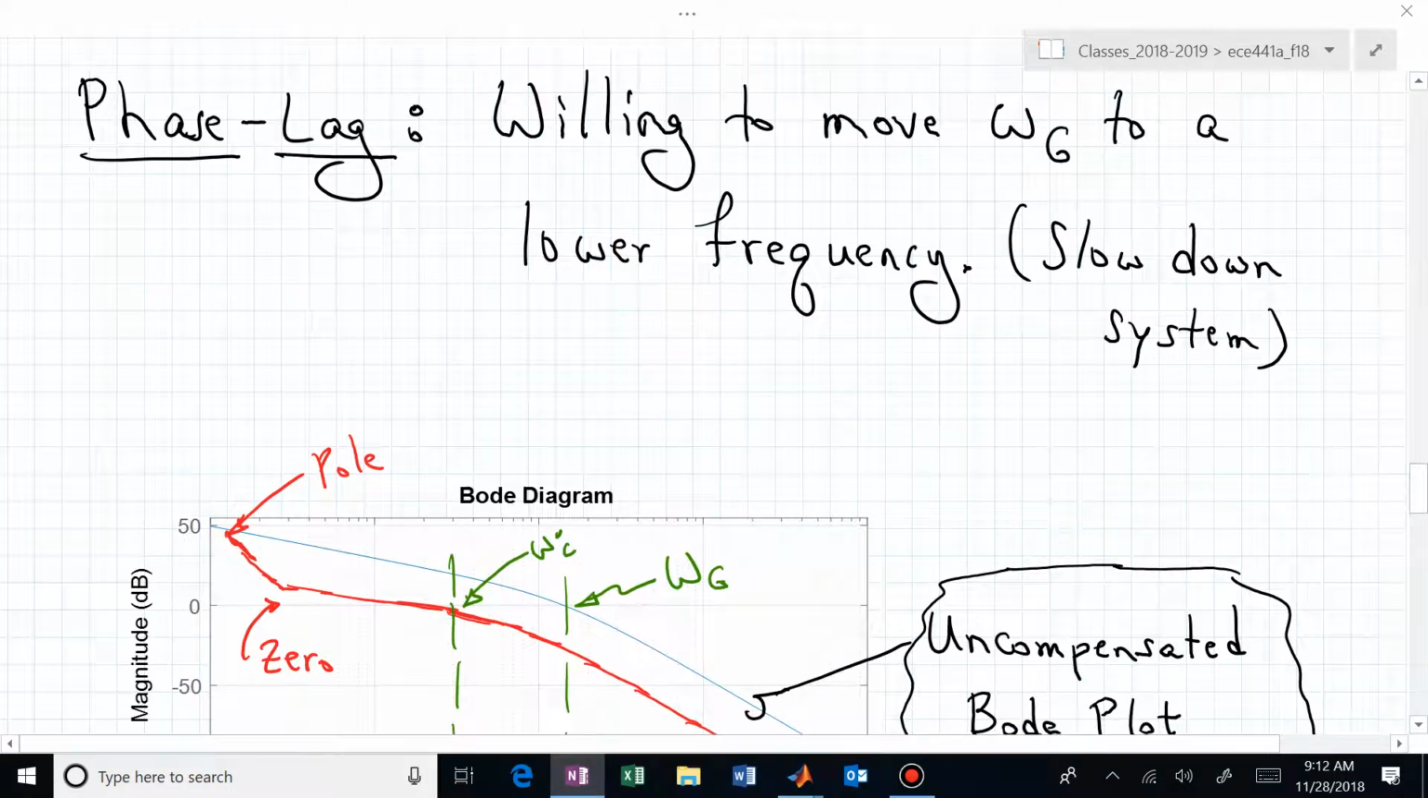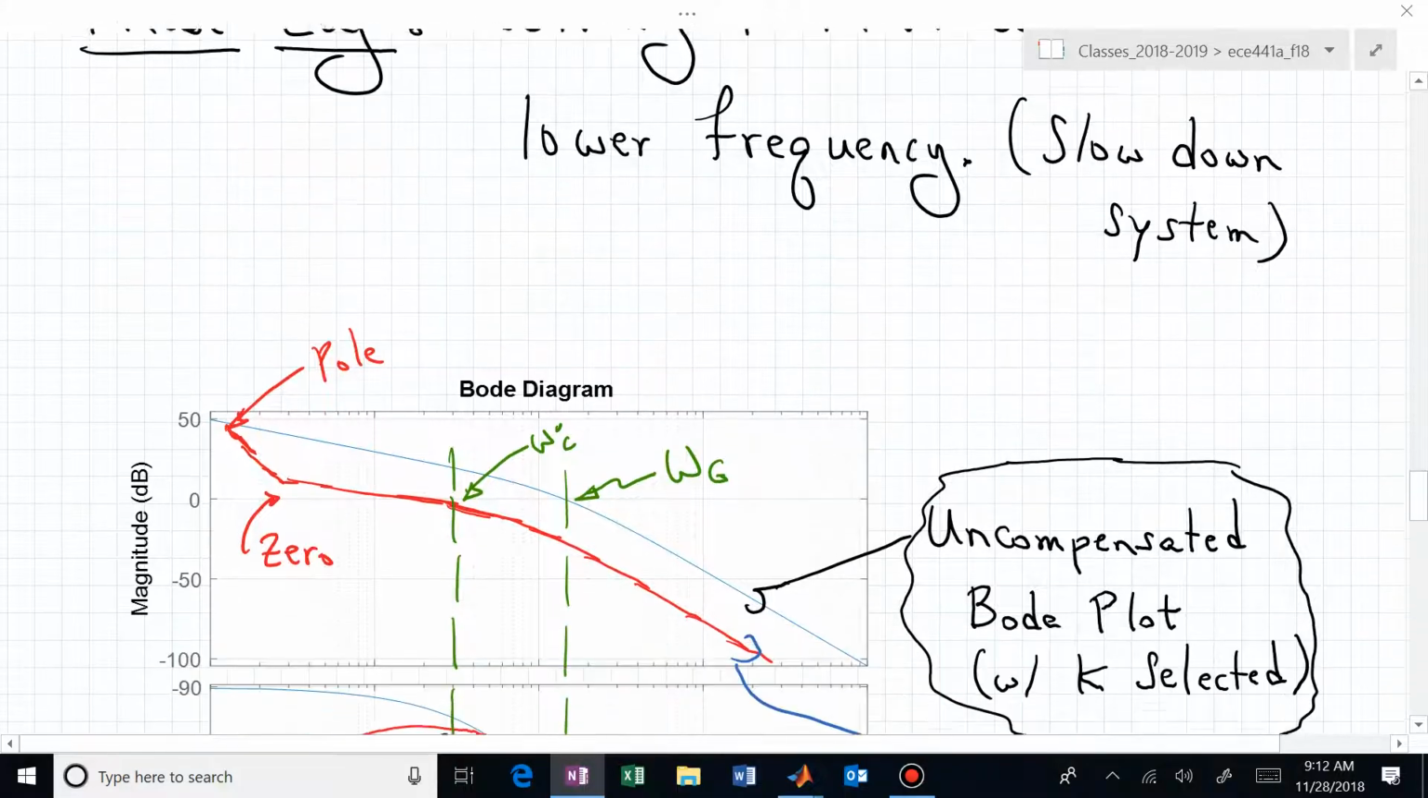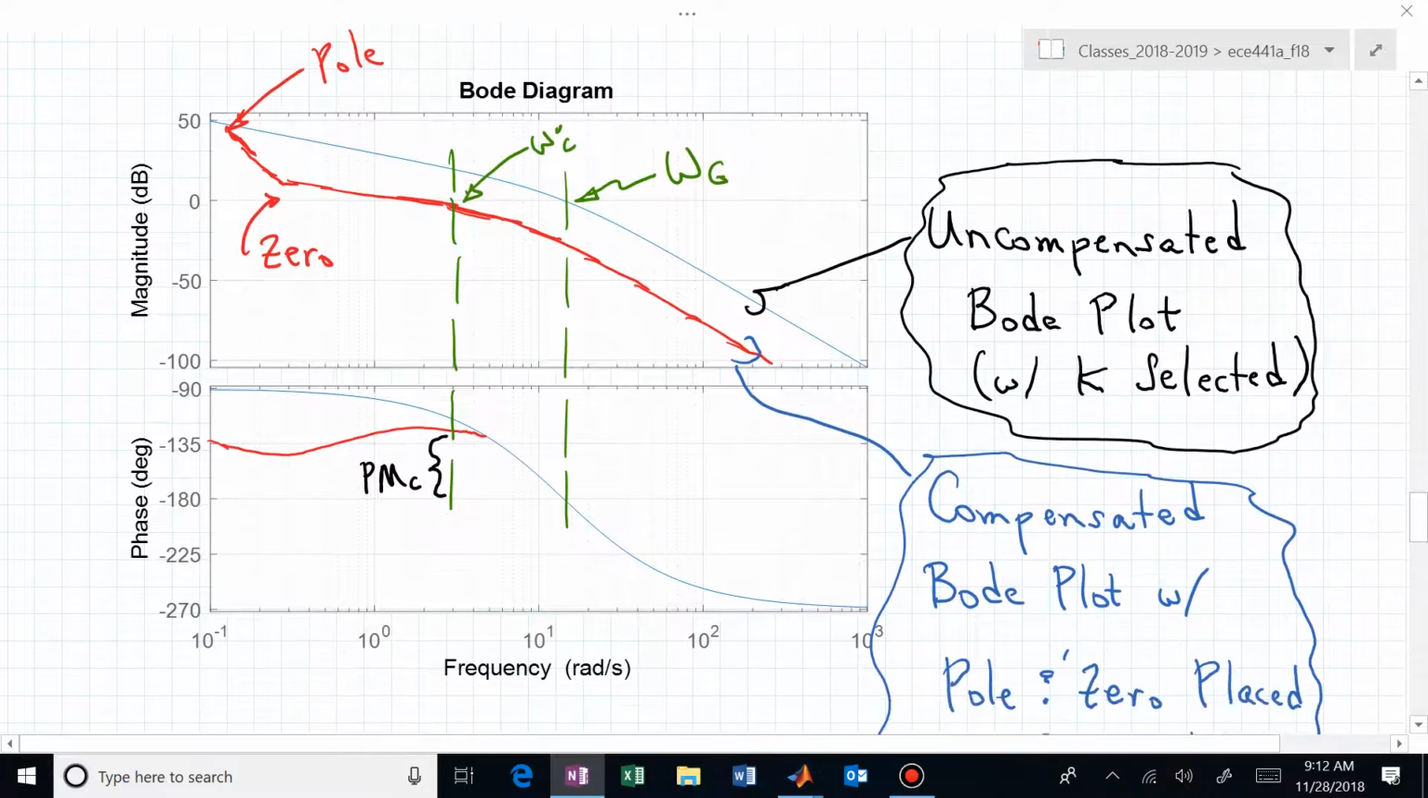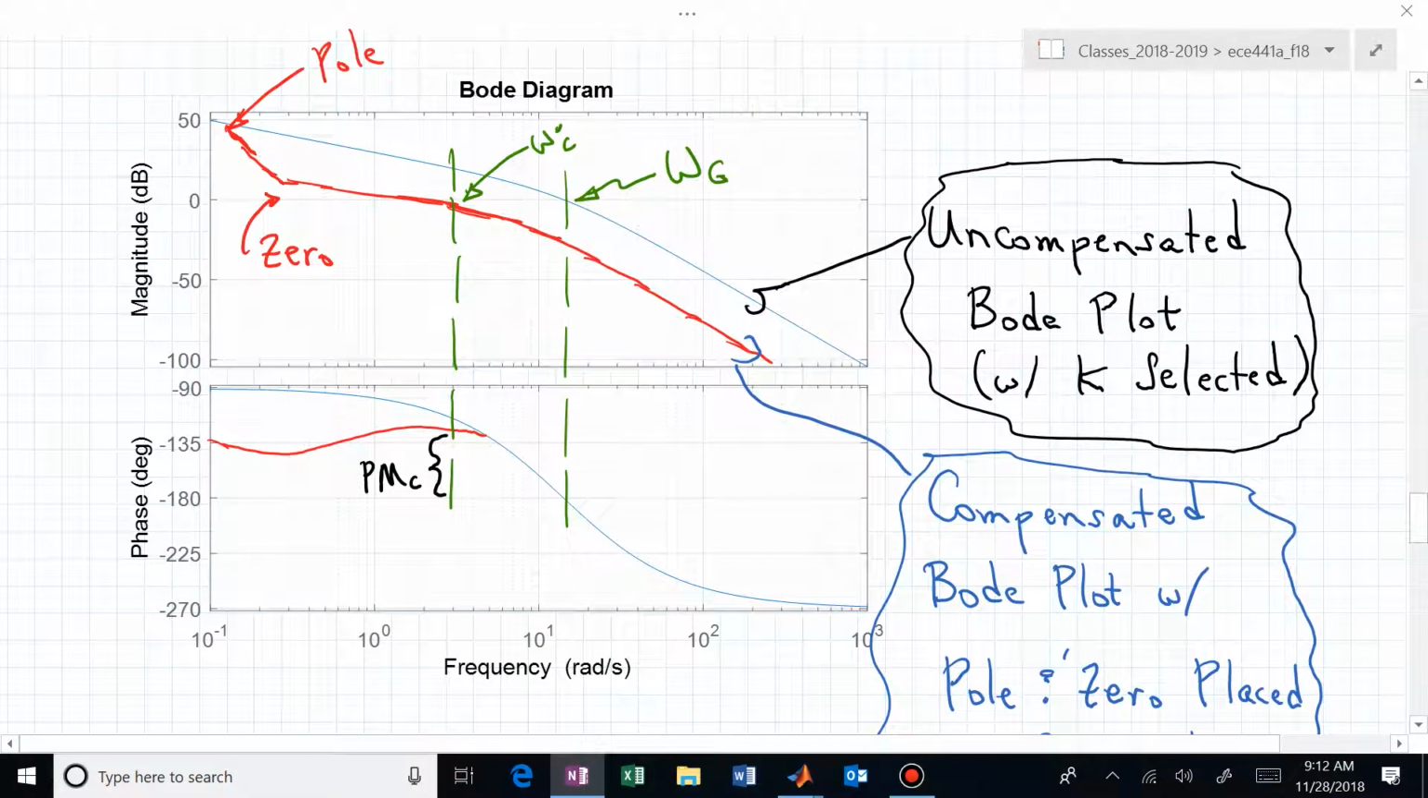In the phase lag, then, we're willing to move this crossover frequency, omega sub g, to a lower frequency, or slow the system down, and here is what it might look like based on what we designed last time. The light blue curves are the uncompensated, and here I tried to hand sketch so that it emphasizes what we were doing with our phase lag controller. How do we design the phase lag controller? Do you remember? How do we generate the blue curves?